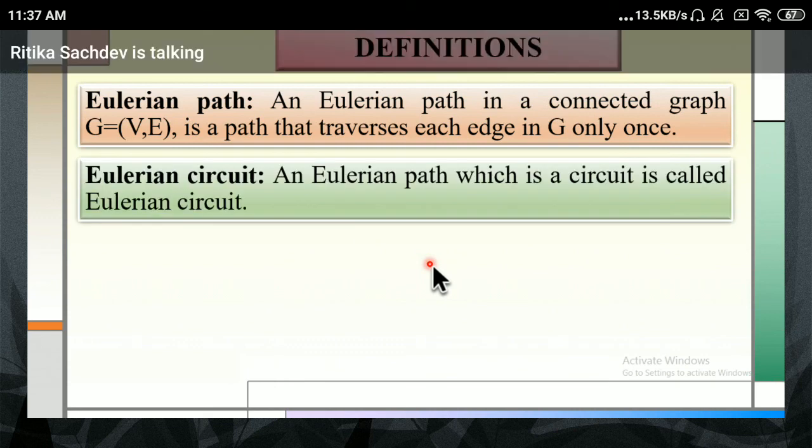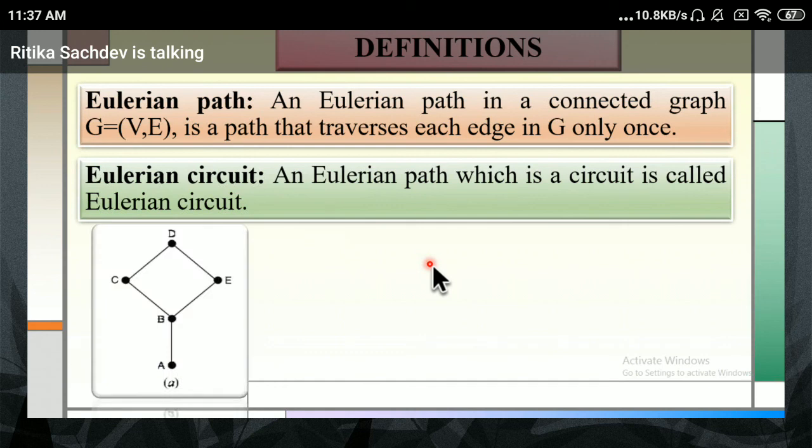Then we have an Eulerian circuit. A circuit is a closed path. So when your Eulerian path is a circuit, we call it an Eulerian circuit. Now check in this case. We want to know, are there any Eulerian paths in this?